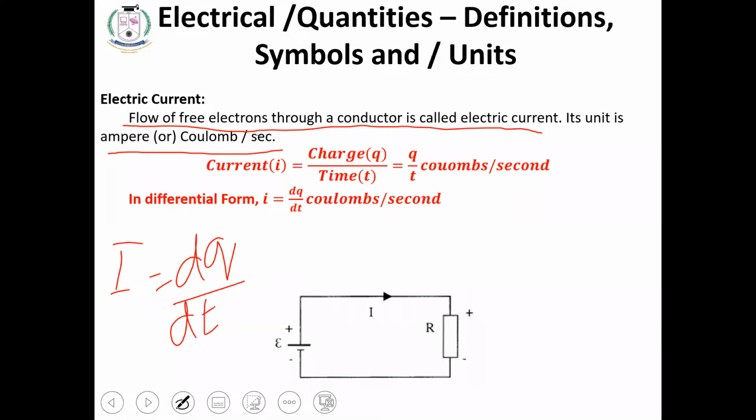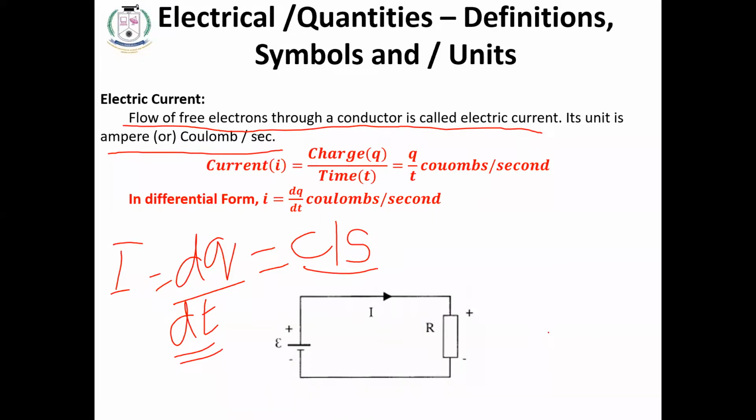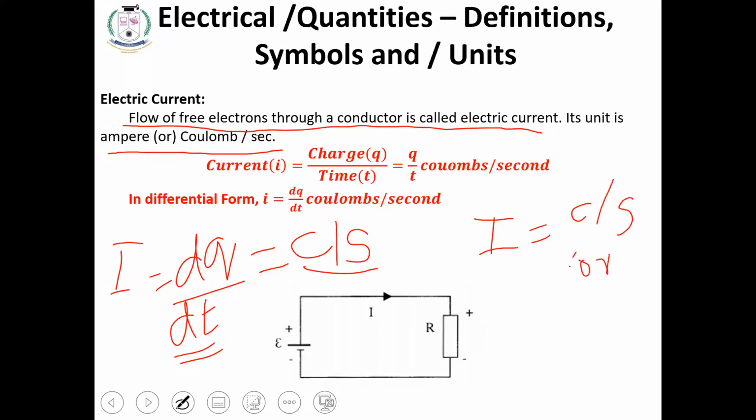I equals dq by dt. What is the unit for charge? Coulombs. And what is the unit for time? Second. So coulombs per second is the unit for current, or else simply I can say ampere. What is the symbol for current? I. What is the unit for current? Coulombs per second, or another unit, amps. Are you clear?